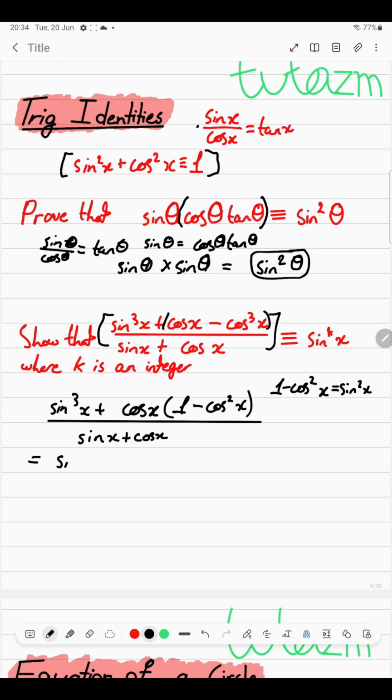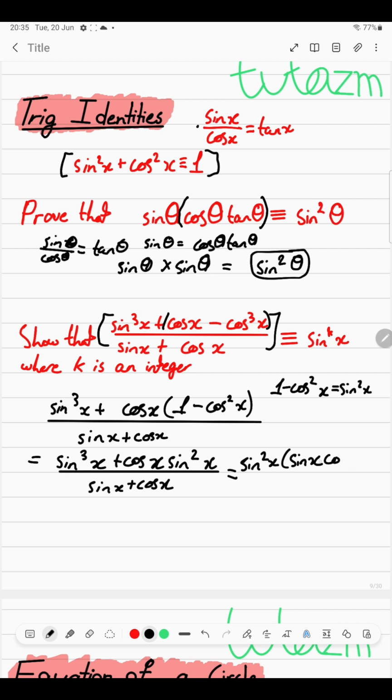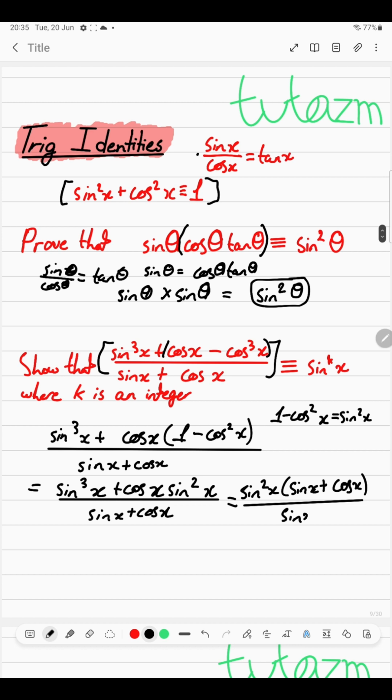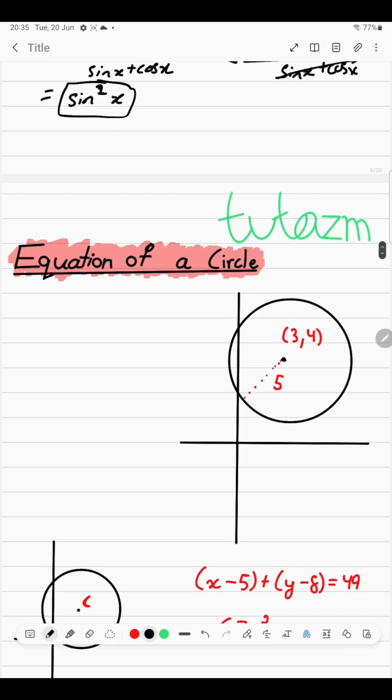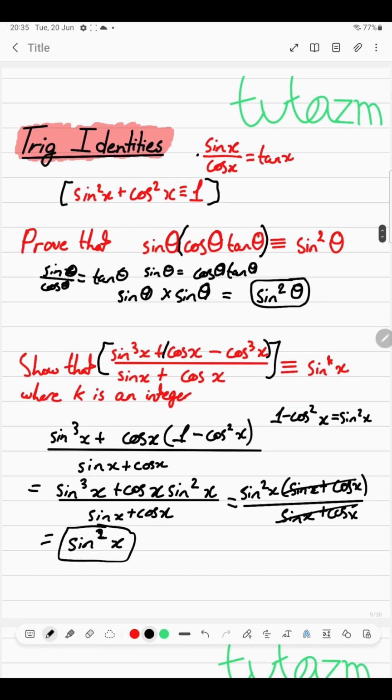And so this is actually equal to sine cubed x plus cos x sine squared x all over sine x plus cos x, and then we can factorize again sine squared x, leaving us with sine x plus cos x, which is the same as the denominator, so we can cancel these out and we're left with sine squared x, and therefore k is equal to 2 because it's sine squared x.